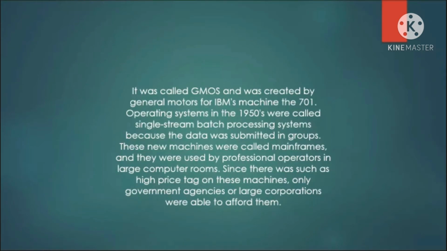It was called GM-NAA I/O and was created by General Motors for the IBM machine, the 701. Operating systems in the 1950s were called single-stream batch processing systems because the data was submitted in groups. These new machines were called mainframes and they were used by professional operators in large computer rooms. Since there was a high price tag on these machines, only government agencies or large corporations were able to afford them.